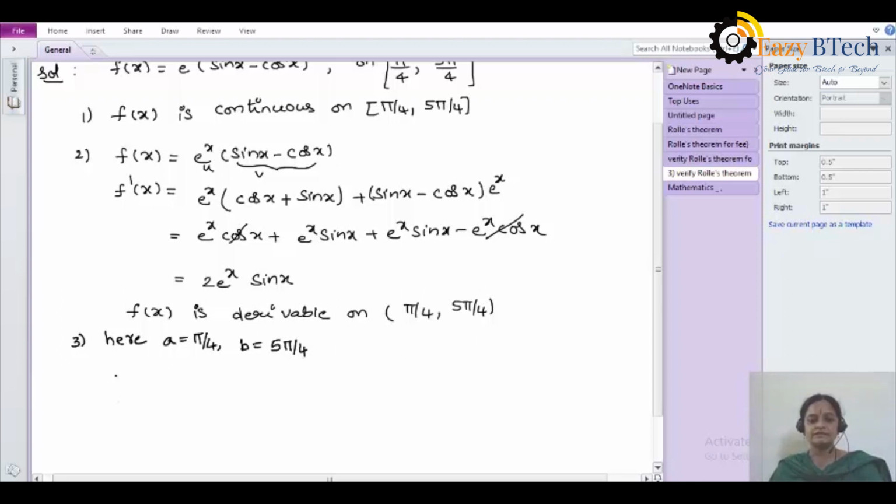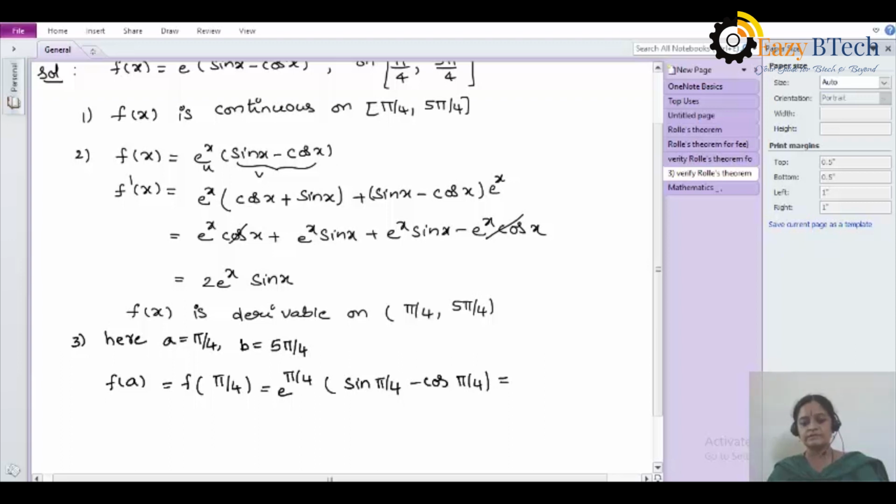So first verifying f of a. F of a means f of pi by 4. Substituting in place of x in the given function, e power pi by 4 into (sin pi by 4 minus cos pi by 4). What is the value of sin pi by 4? Sin pi by 4 is 1 by root 2, cos pi by 4 is 1 by root 2, then 1 by root 2 minus 1 by root 2 becomes 0.